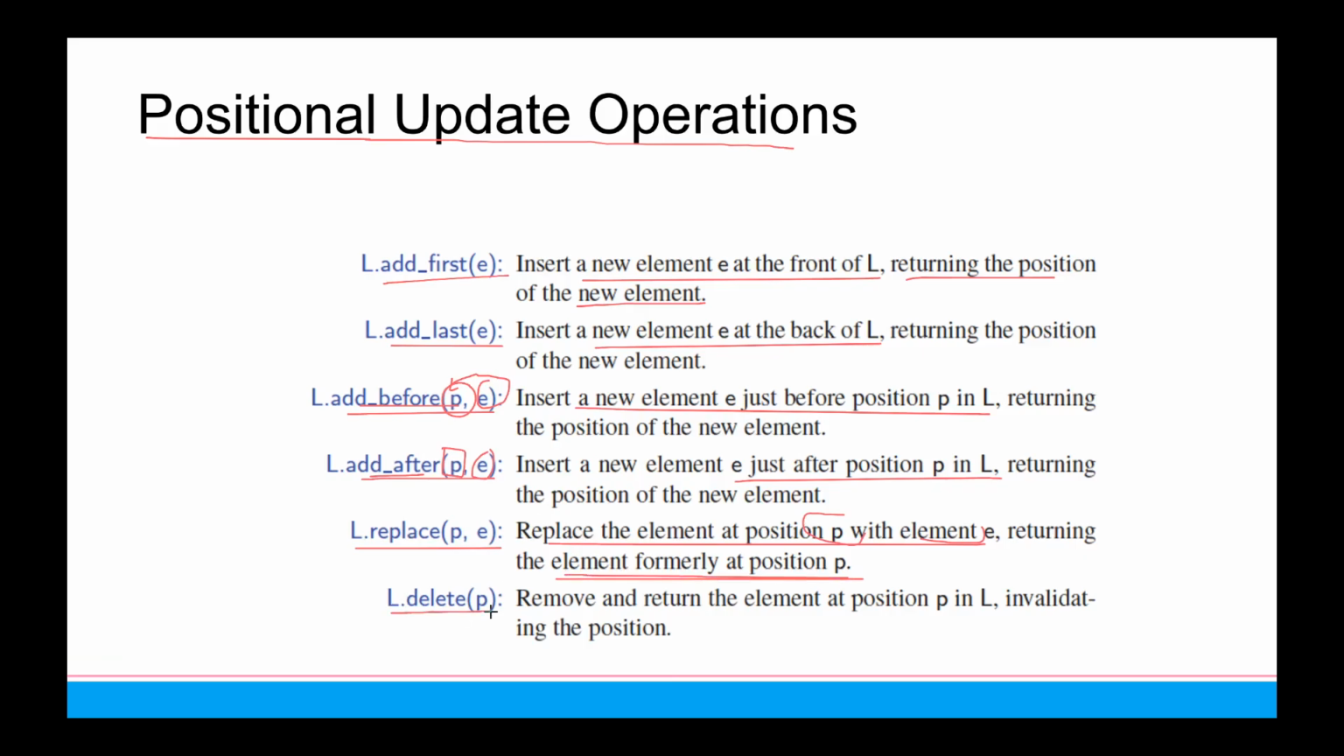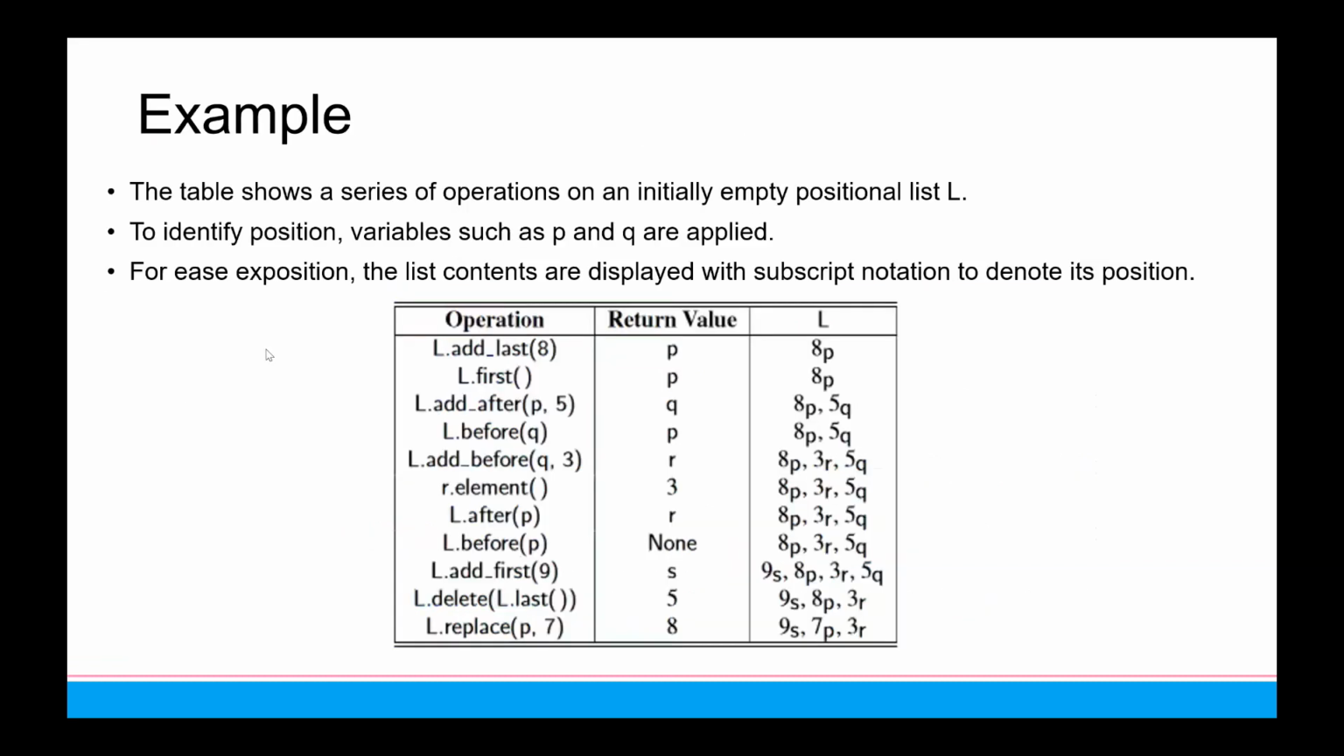If we delete, then we will remove and return the element at position P in L. So let's see the example here. The table shows a series of operations on an initially empty positional list. So L is empty at the first time.